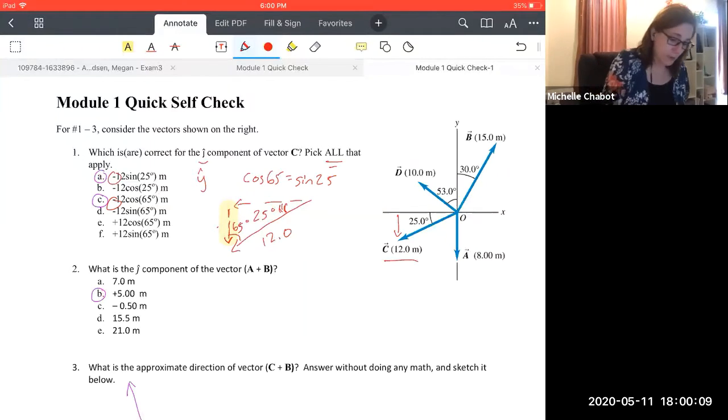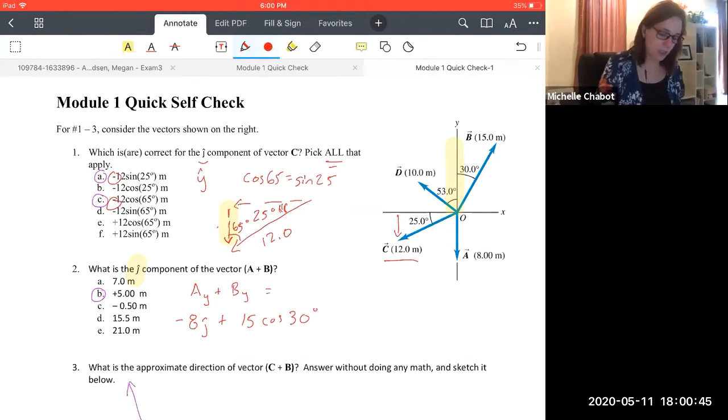As for number 2, the j-hat component of vector A plus B, we just need to add the y-hat components. So we need to add AY plus BY. AY is all in the negative direction, so it would just be negative 8 in the j-hat. And then B has a positive y-hat component, and you can see that it is adjacent to 30 degrees. So I'm going to write that as plus 15 times the cosine of 30 degrees. And when I do that, I get something that is just about equal to 5 meters.